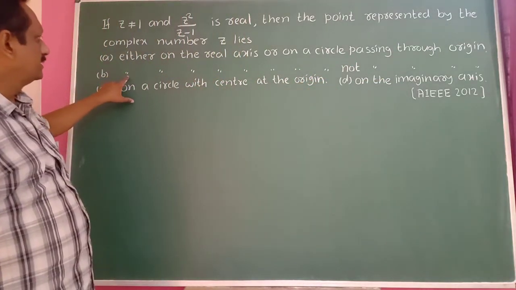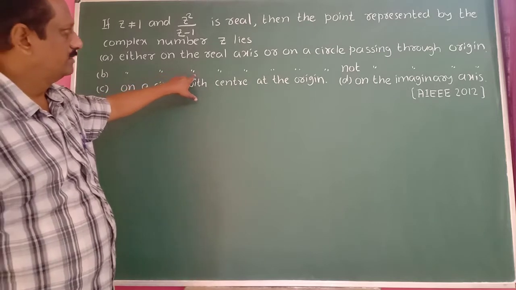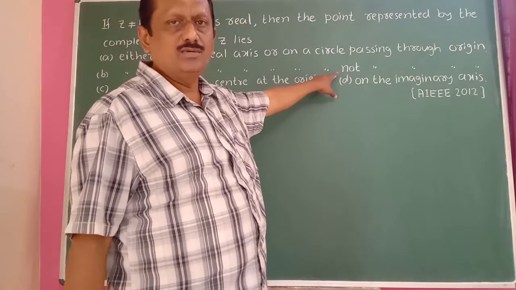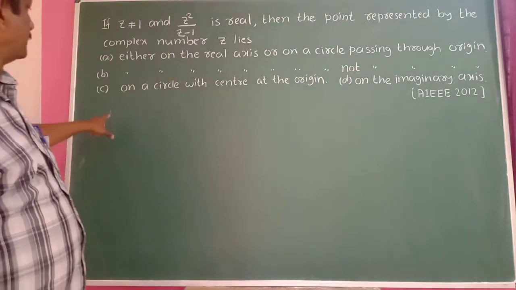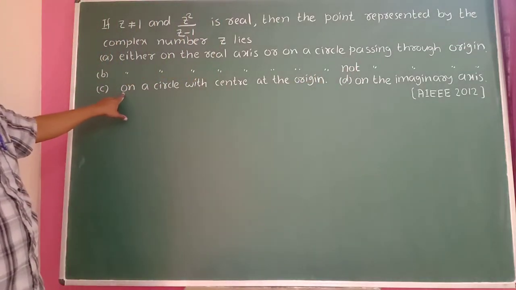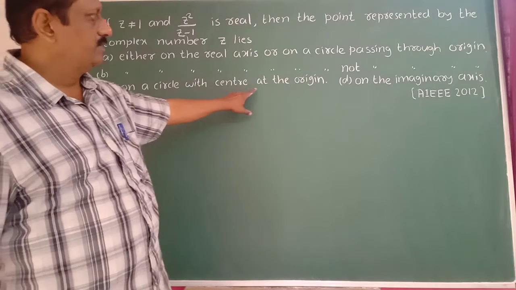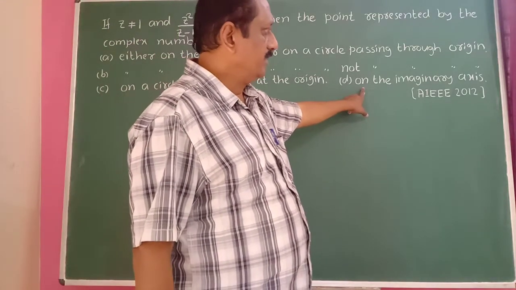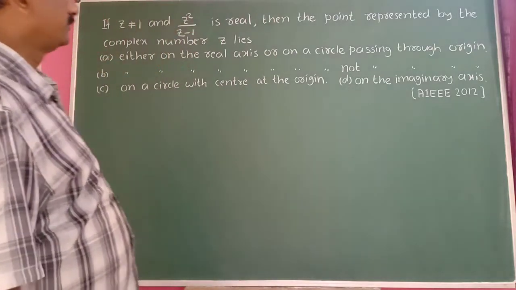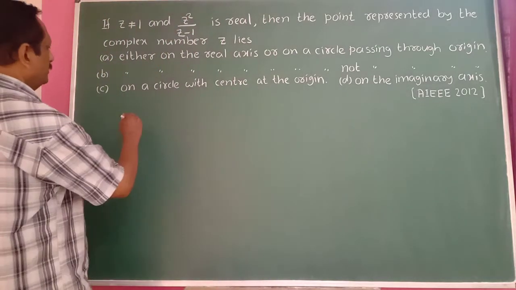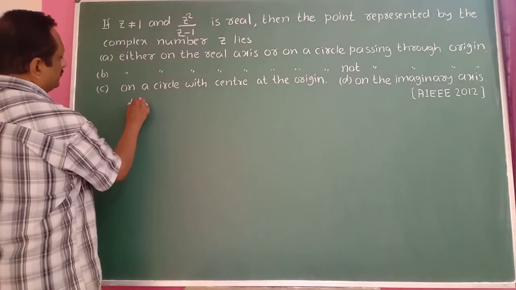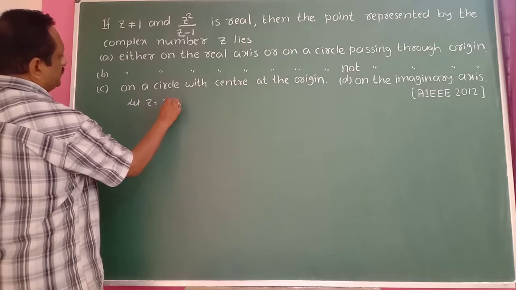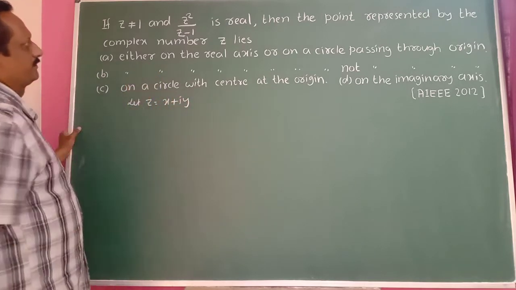Second option is either on the real axis or on a circle not passing through the origin. Third option, on a circle with center at the origin. Fourth option, on the imaginary axis. Okay, so here z is a complex number. Take z equal to x plus iy.